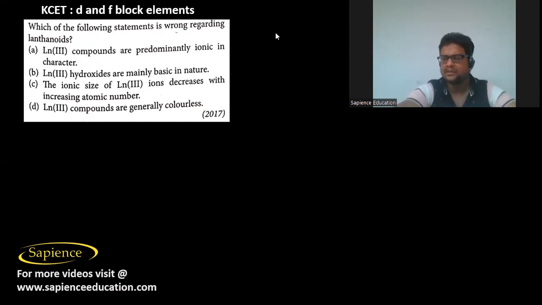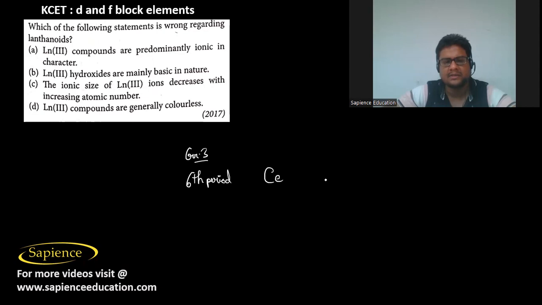So here it is asked which of the following statements is wrong regarding lanthanoids. So lanthanoids, as we know, all of them are in group number three, and in the sixth period, and it starts from cerium and it will end at lutetium.